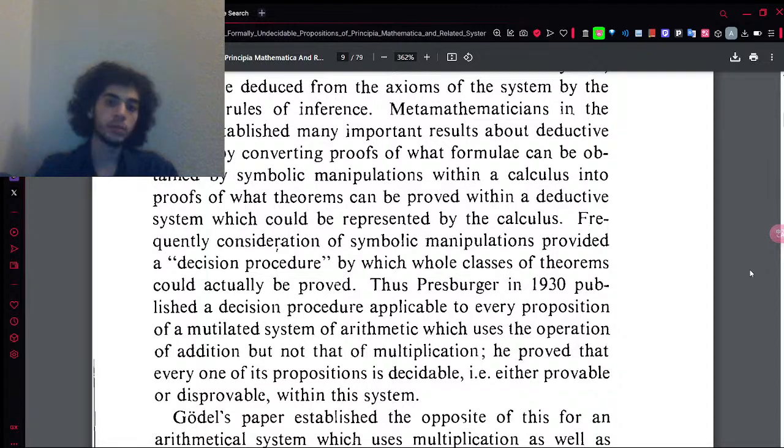Thus, Presburger in 1930 published a decision procedure applicable to every proposition of a manipulated system of arithmetic which uses the operation of addition but not that of multiplication. He proved every one of his propositions is decidable, i.e. either provable or disprovable within the system.